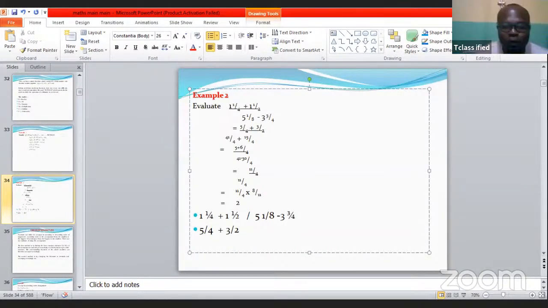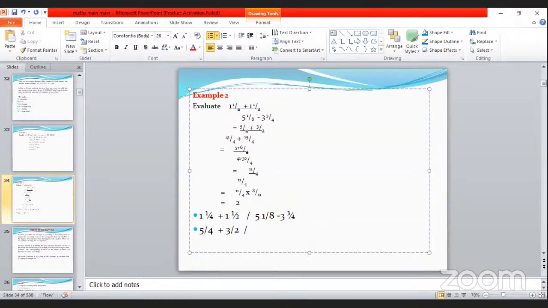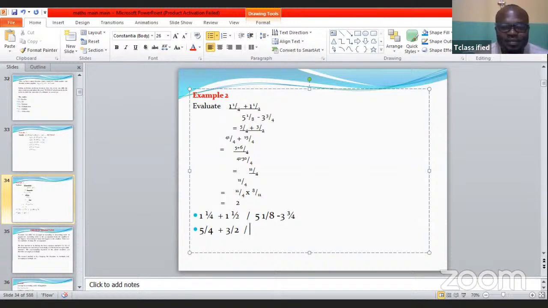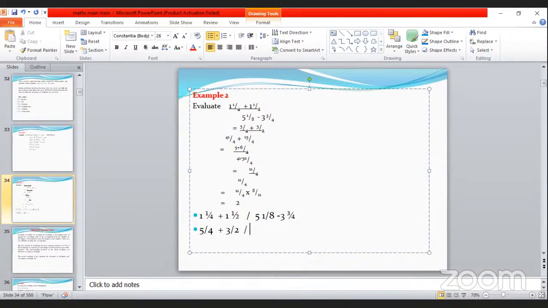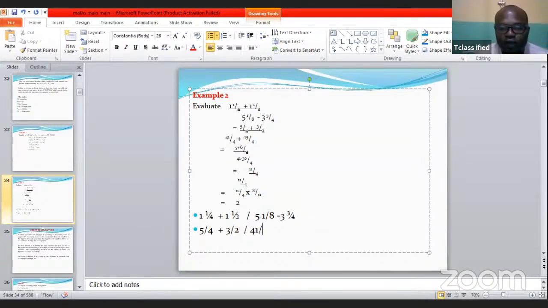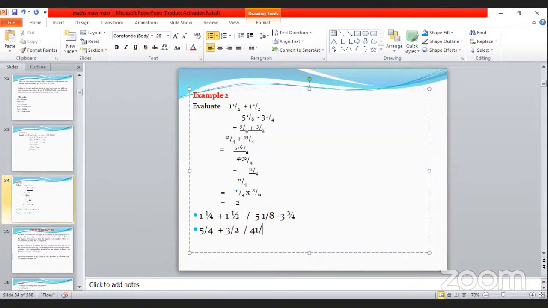Okay, so let's move forward. I'm going to now put the division sign, which is the big division sign. Then we'll do the denominator now, Abi. What should I write now? 41/8. 41 all over what? 8.